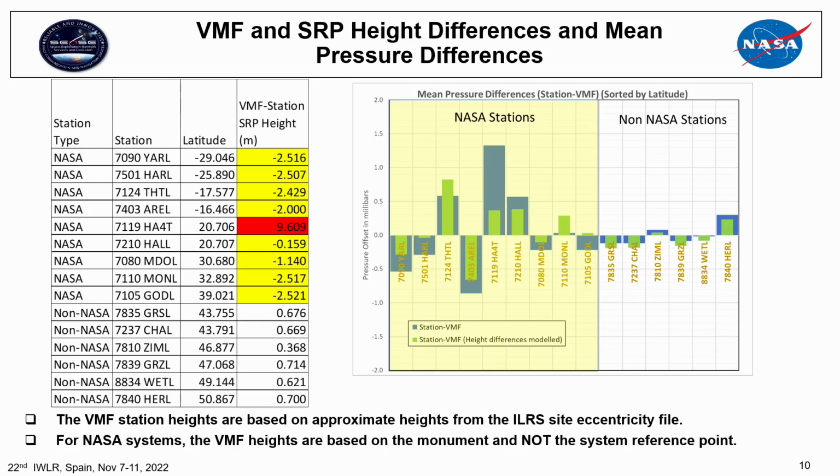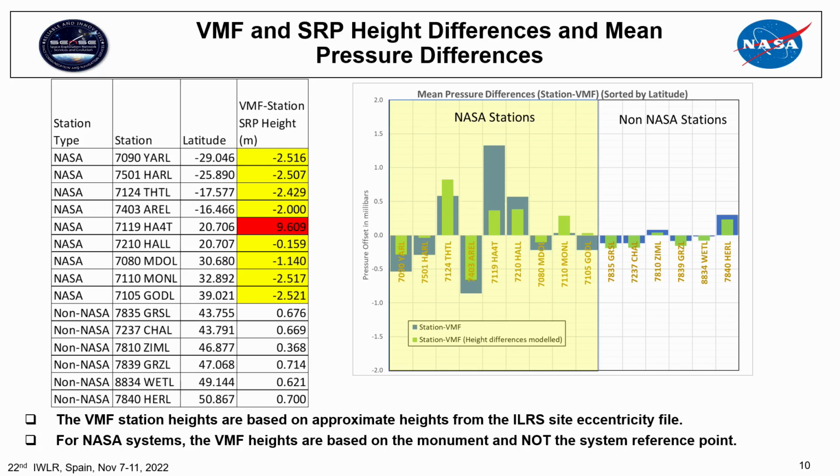So over here on the right is the same chart as the last slide, but I added here on the table on the left the heights. I queried the people who generated the VMF to ask, what heights are you actually using in your analysis? And they're actually using the approximate heights from the ILRS site eccentricity file. So this column here is the use of the different stations.